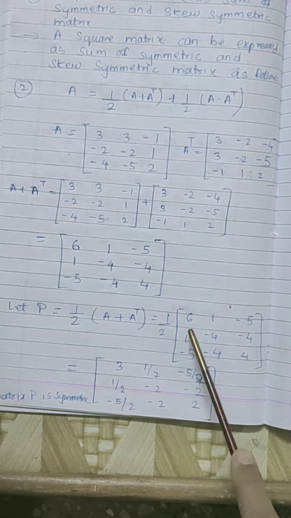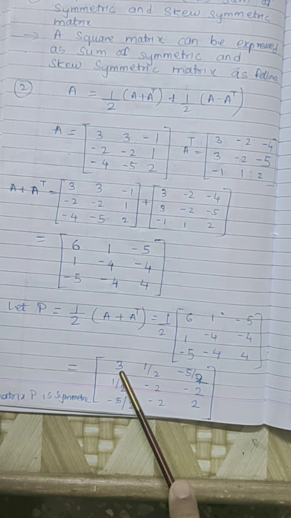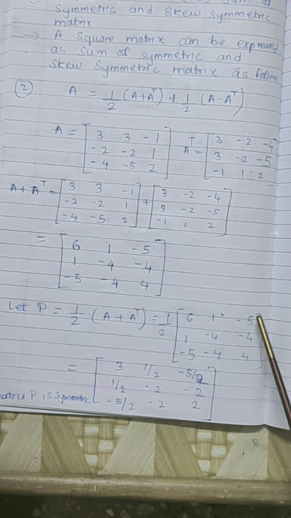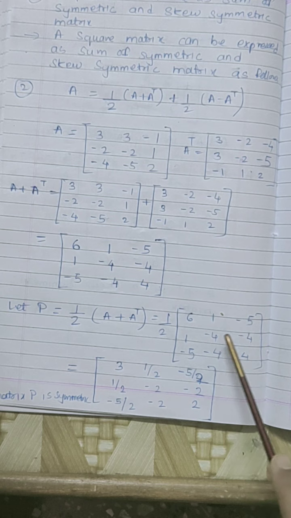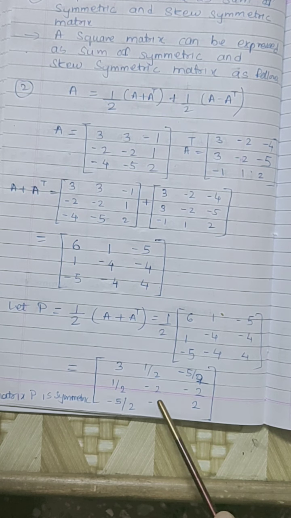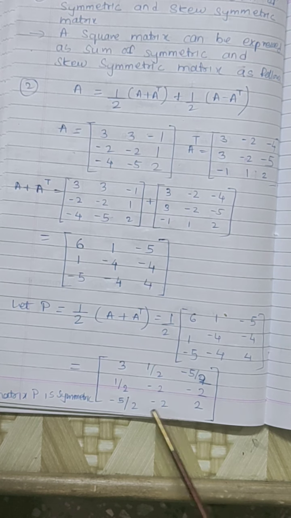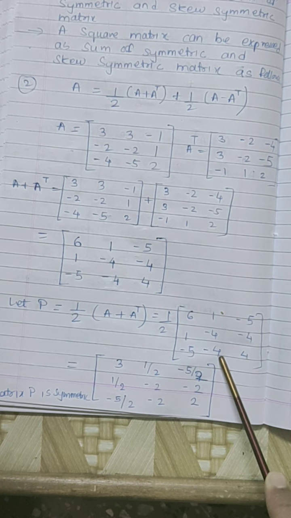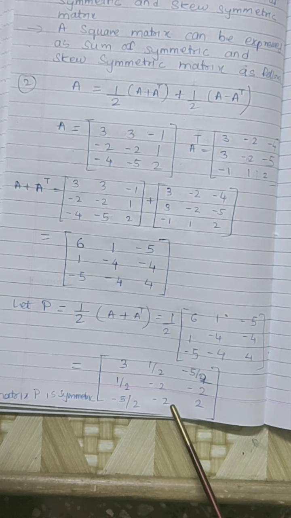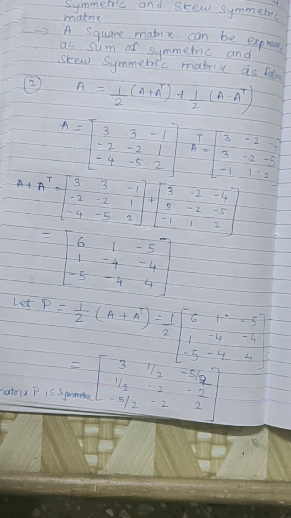Now multiply this half inside, that is 6 into half will be 3. This is 1 by 2. This is minus 5 by 2. This is also half. This is minus 4 by 2, which is minus 2. Minus 4 by 2 is minus 2. This is minus 5 by 2. This is minus 4 by 2, which is minus 2, and this is 2. Now see this matrix.